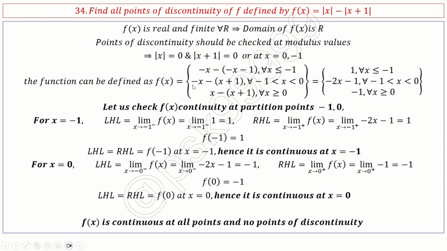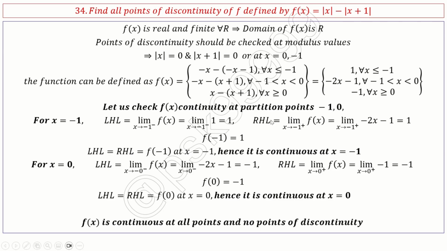Now for x between minus 1 and 0, this will become minus x because this is still negative, so minus x, but this is positive, correct? So this will become minus x minus of x plus 1, which is nothing but minus 2x minus 1, if x is between minus 1 and 0. Similarly, for x greater than or equal to 0, both are positive, so x and x plus 1 only, x minus x plus 1, which is minus 1 for x greater than or equal to 0.